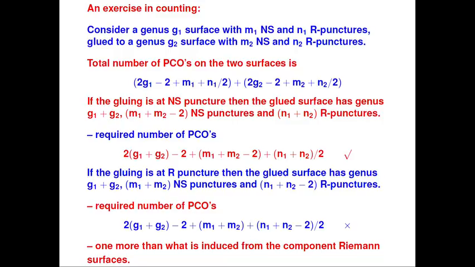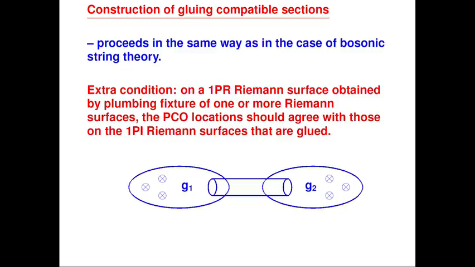So, how many picture changing operators do we need on such a surface? We again use the same formula, but now we apply it on the combined surface. So, 2(G1 plus G2), this is 2G minus 2, plus the number of NS punctures, which is M1 plus M2 minus 2, plus half the number of Ramond punctures, which is half of N1 plus N2. And you can easily verify that this number indeed matches this. So, we do have the right number of picture changing operators, so that you can implement whatever we had suggested here, that the picture changing operators on the combined surface should be just the combination of the picture changing operators on the first one and the second one.